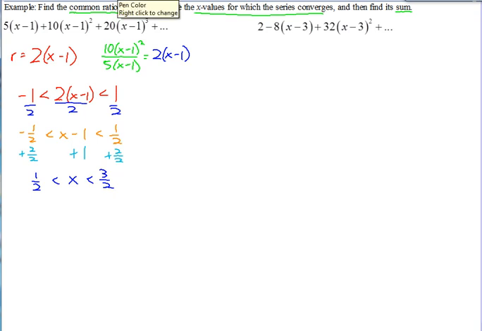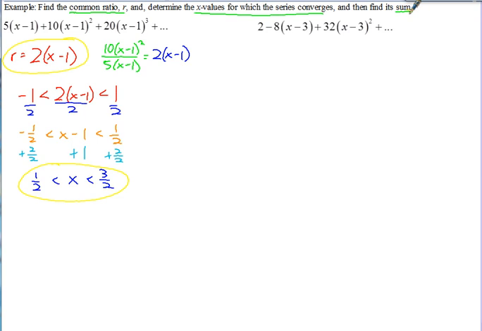So here's our first thing we were asked for, to find the common ratio. These are the x values for which the series converges. So notice that tells you any x values that we were to plug in here between 1/2 and 3 halves would cause this series to converge. But if x is not between 1/2 and 3 halves, this series would diverge, not converge. Okay, so let's say x is in between 1/2 and 3 halves. Then we can find its sum.